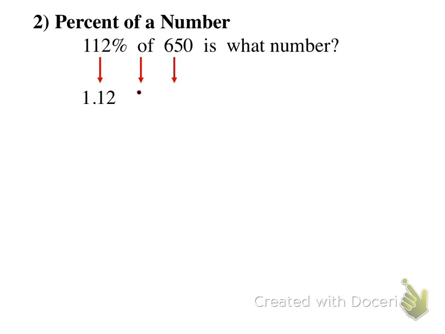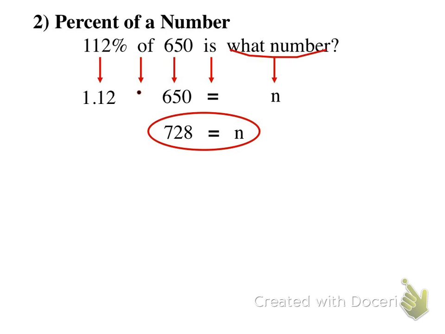Bring down the 650, is, equals what number? And so we're just doing straight multiplication. Now, would my answer have a percent sign? No. Because it doesn't say what percent. It only says what number. I want to know what number is 112%. They're giving us the percent.